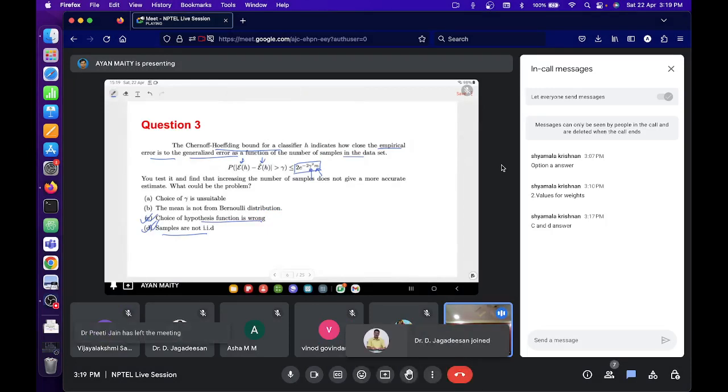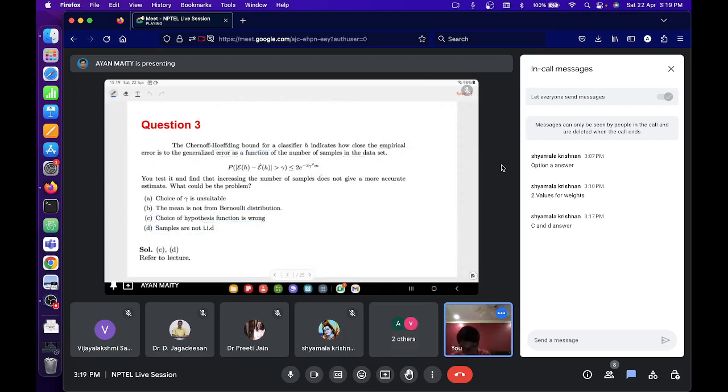So that's why D is also one of the possible reasons. So C and D are the two possible reasons that the choice of the hypothesis could be wrong, and another reason could be that samples are not IIDs. Because of these reasons, you might get that these two errors are not coming closer even if you increase the number of samples. So C and D are the correct answers.